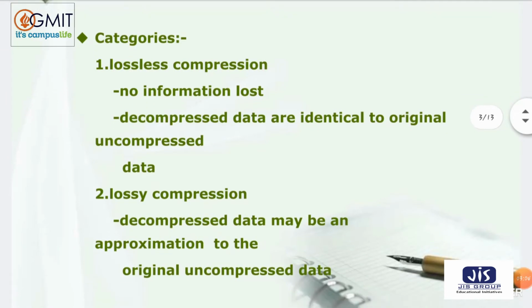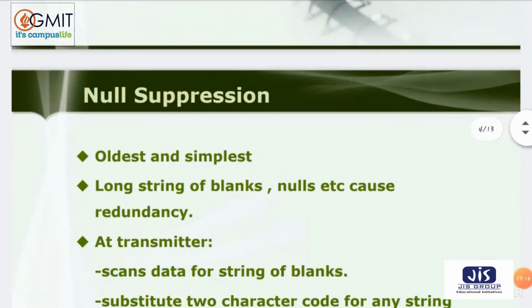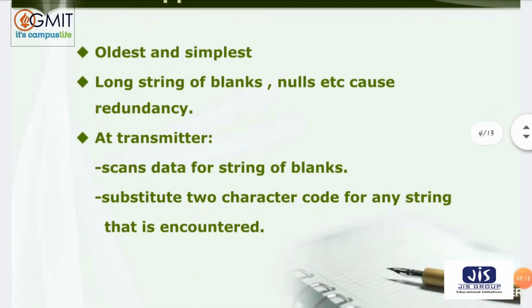So mainly there are two categories, lossless and lossy. You know that lossless means no information is lost. Lossy means the decompressed data may be an approximation of the original. RLE is the oldest and simplest encoding scheme, very simple.